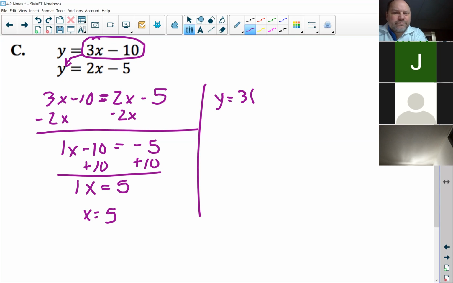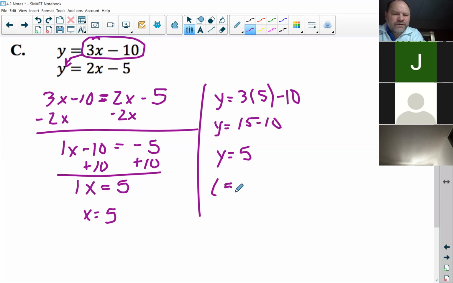And the other thing is, when I check my solution, I'll just use the second equation. So whichever one you chose for this, you would use the other one for your check. 3 times 5 is 15. 15 minus 10 is 5. So our solution looks like it's going to be the point (5, 5).